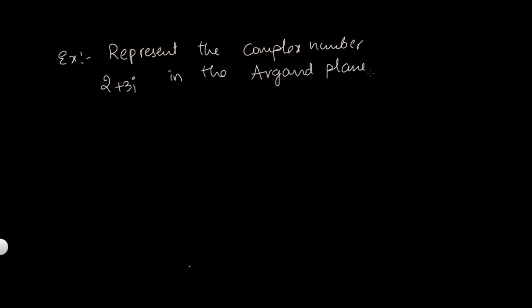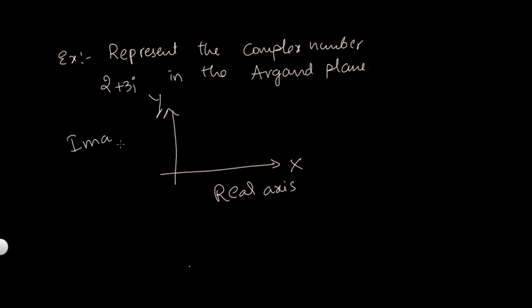The question is asking how you will represent the complex number 2 plus 3i in the Argand plane. This is the real axis, because real parts are on the x-axis. Next, this is the y-axis, which we trace as the imaginary axis. The points are represented by 1, 2, 3 and here 1, 2, 3.